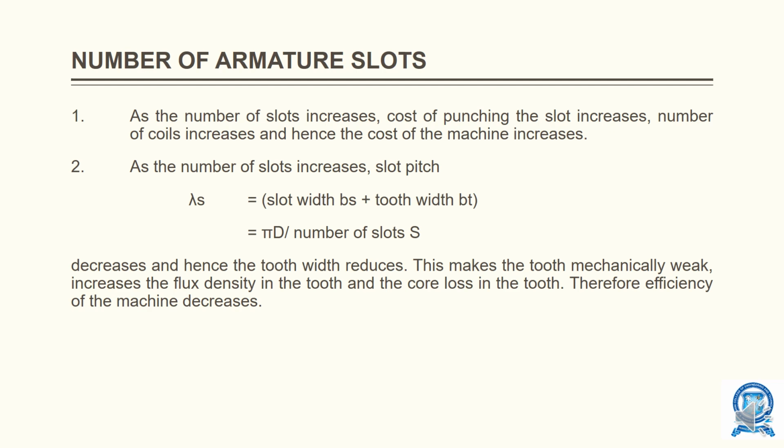The next parameter is the number of armature slots. As the number of slots increases, the cost of punching the slots increases, the number of coils increases, and hence the cost of the machine also increases. As the number of slots increases, the slot pitch lambda s, which is equal to slot width bs plus tooth width bt, equal to pi D by number of slots, decreases and hence the tooth width reduces. This makes the tooth mechanically weak, and increases the flux density in the tooth and the core loss in the tooth. Therefore, the efficiency of the machine decreases.